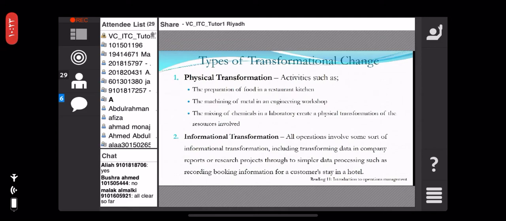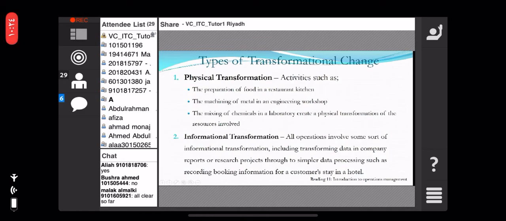In physical transformation, there are activities such as the preparation of food in a restaurant kitchen. Very physical transformation. Any shaping from one position to another position. Physical transformation activities such as the preparation of food in a restaurant kitchen. This is physical transformation basically, meaning from one form to another form.